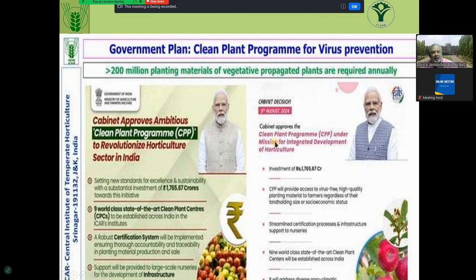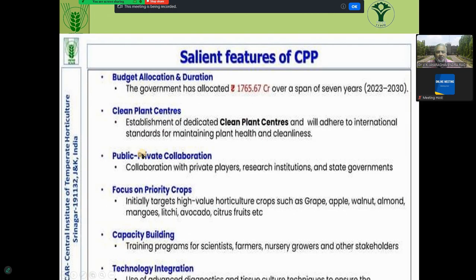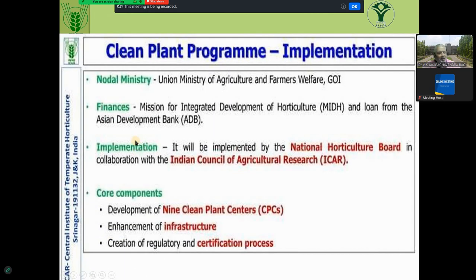IIHR is one of the clean plant producing centers, especially to revolutionize horticulture. We have the Kamalam or the dragon fruit center, which is also at IIHR. So we have about 6-7 centers. This again comes under the MIDH, the Mission on Integrated Development of Horticulture. They have put in a record 1,765.67 crores and a robust certification system. I'll tell you how to certify and how to do it when I cover it. So the Clean Plant Program, I've already told you. I need not say much about the budget and all that. Our Agri Ministry is the nodal ministry.